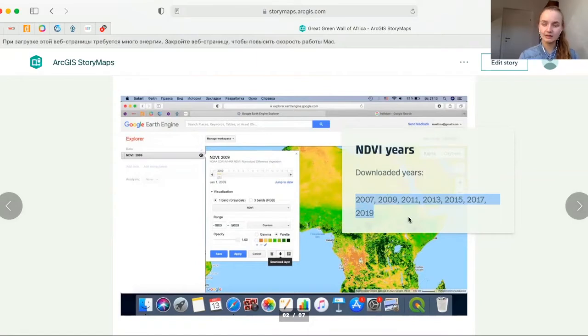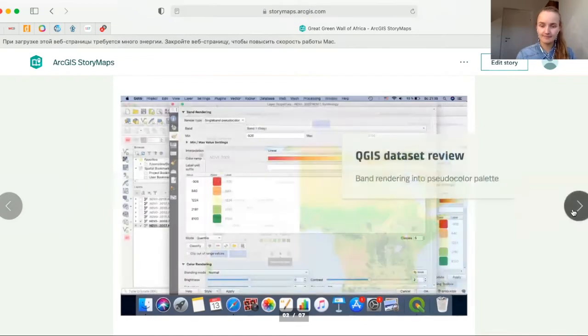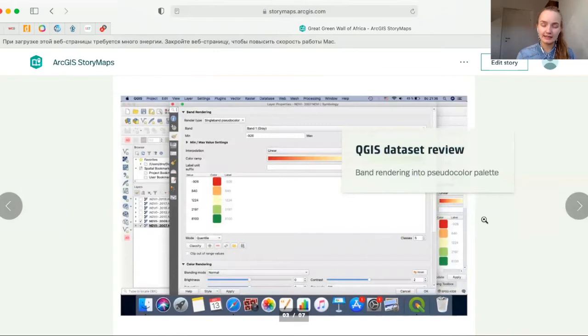2007, 9, 11, 13, 15, 17, and 19. I decided not to download all the data, just year by year. And I downloaded all the data from roughly the same period of time. For me, it was the beginning of every year, like January 1st, just to make my project and results more valuable and reliable for comparison. And then I downloaded the data, uploaded them into QGIS and did some basic dataset review.